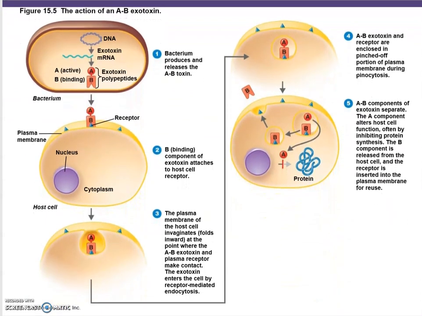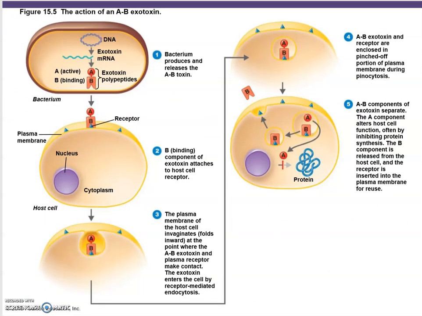So here let's take a look at the steps of how an AB toxin works. The bacterium produces the AB toxin. So right here we have the active and the binding portion of this toxin. Both components are proteins. And then this protein is released from the bacterium, and the B portion, the binding portion of the AB toxin, will bind to a receptor here on the host cell. So there's the receptor binding.